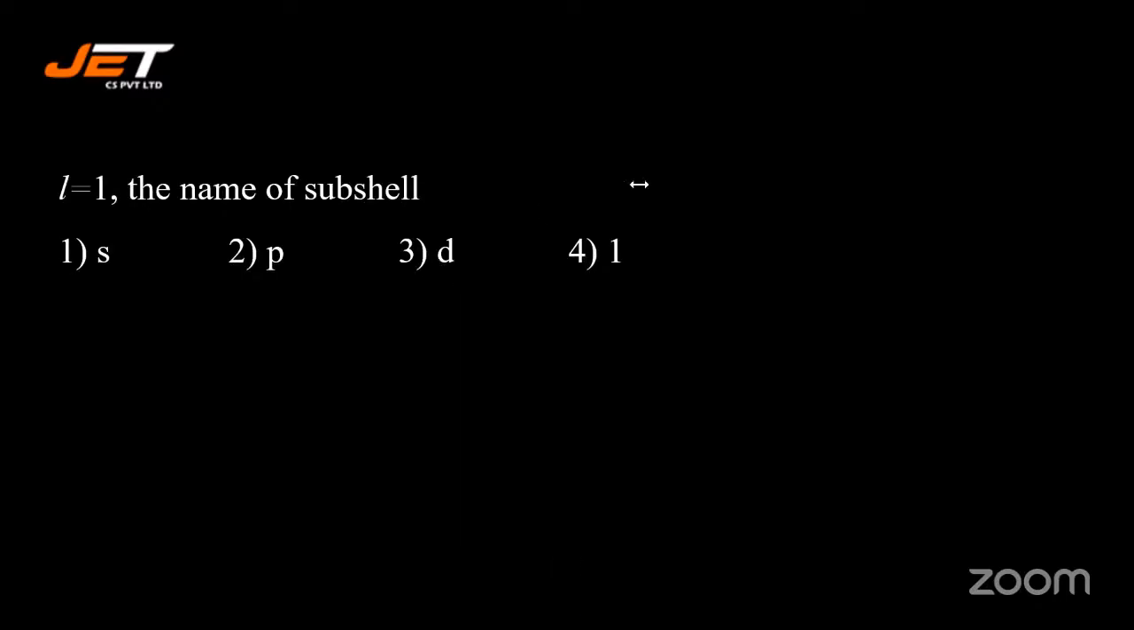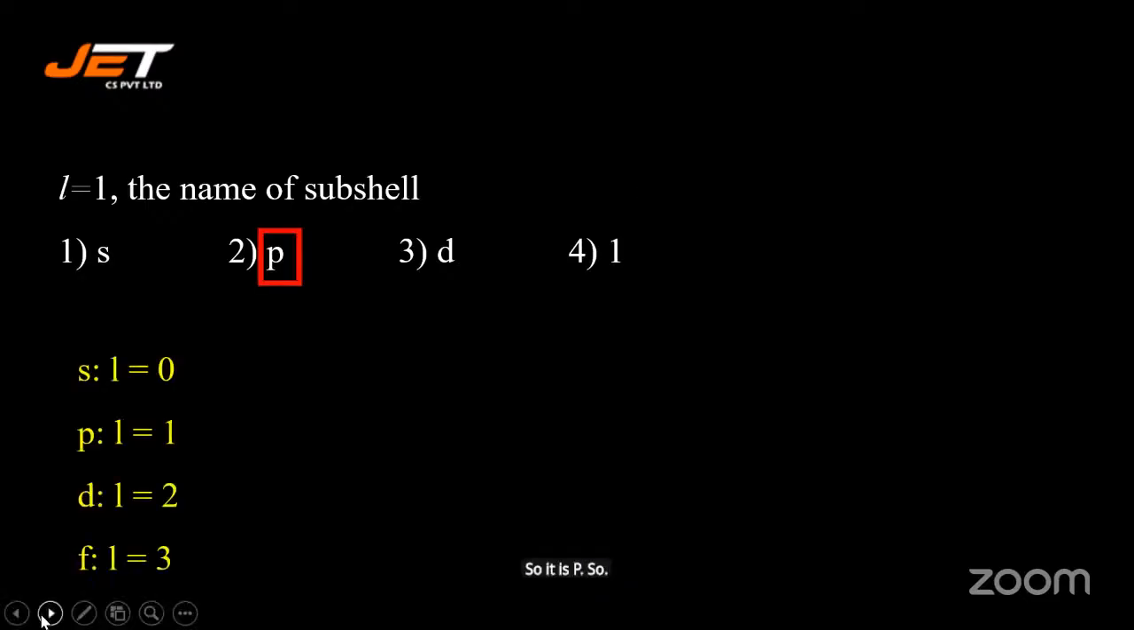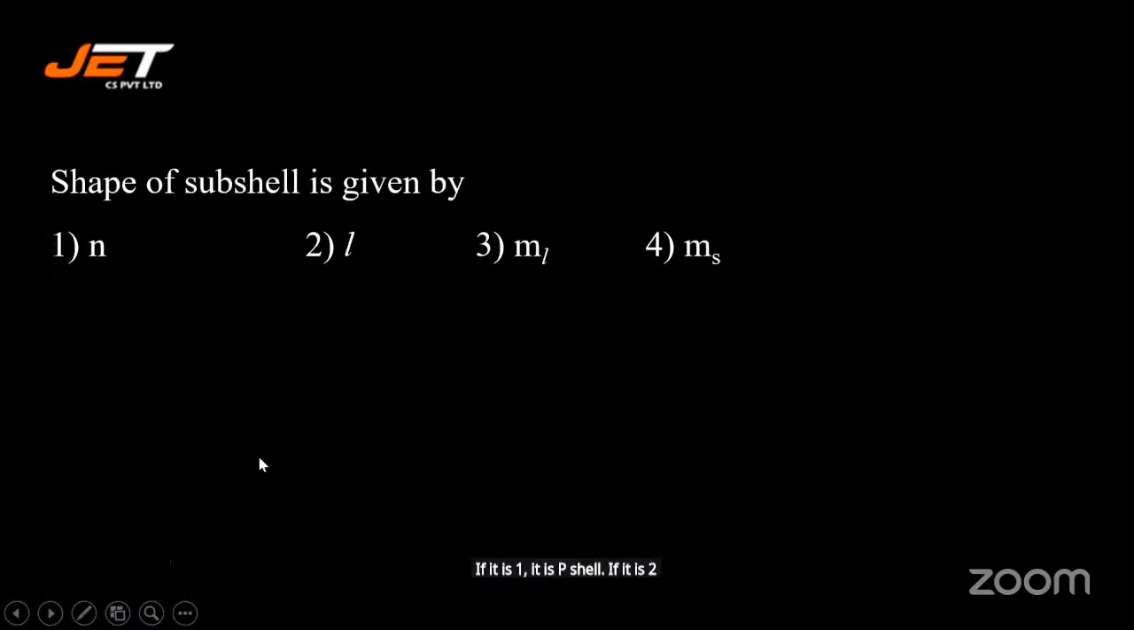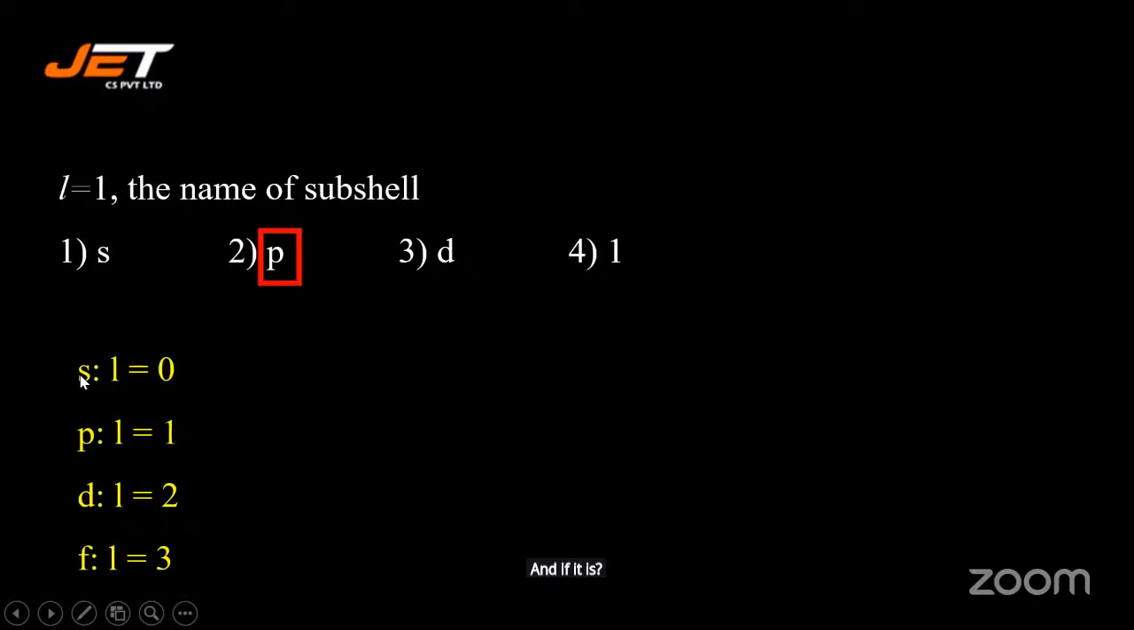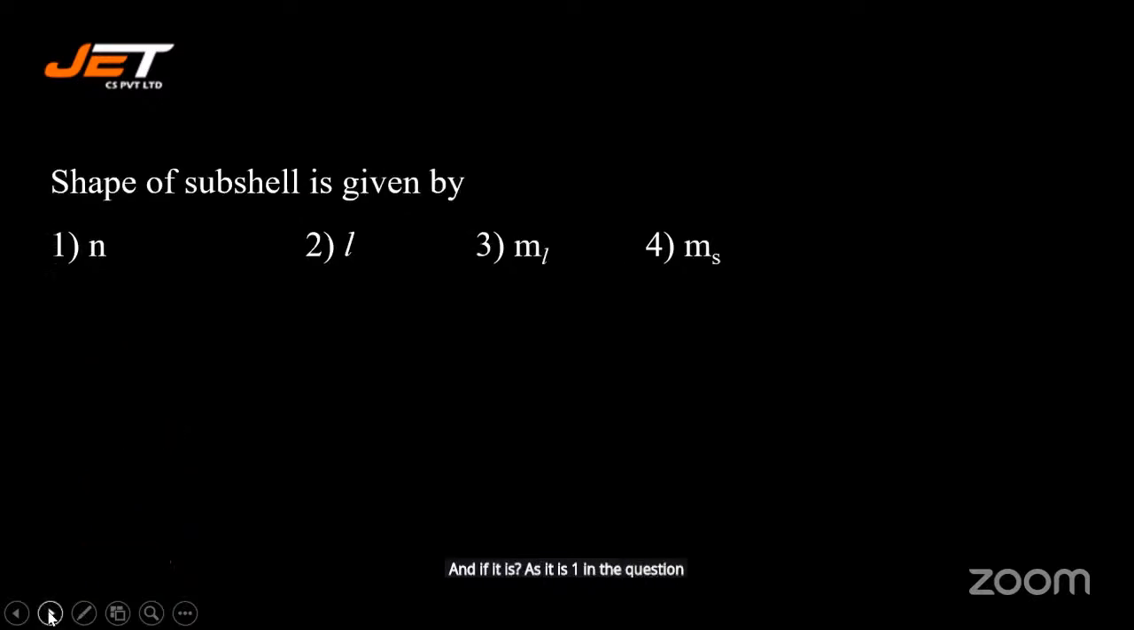So it is P. So yes, you are absolutely correct. If the azimuthal quantum number is 0, then it is the S shell. If it is 1, it is the P shell. If it is 2, it is the D shell. As it is 1 in the question, it is the P shell.